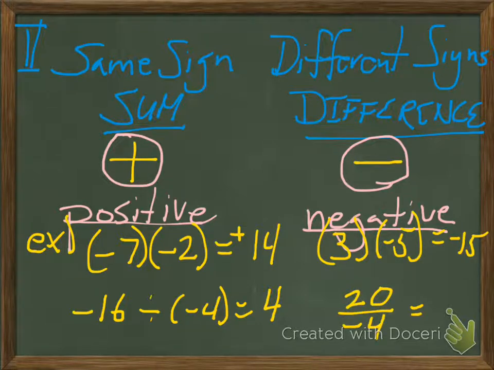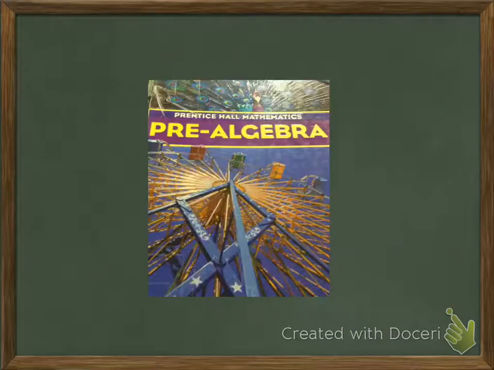And the last problem, let's take positive 20 divided by negative 4. Think about that for a second. The quotient is 5, and because we have a positive divided by a negative, they're different signs, so the answer is negative 5. All right, so that's how we multiply and divide positive and negative numbers.